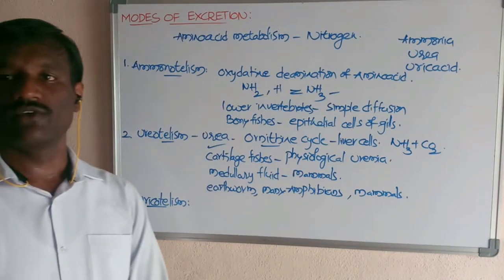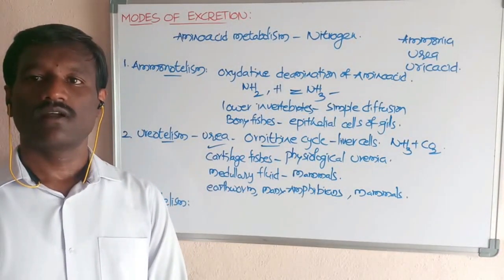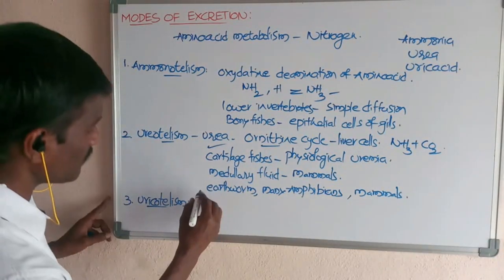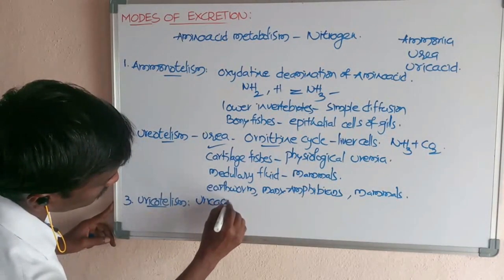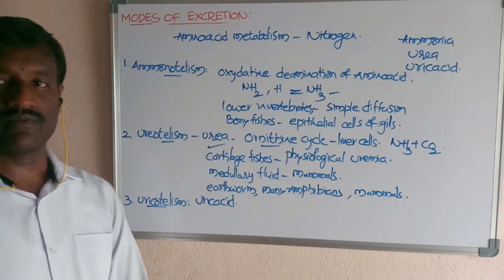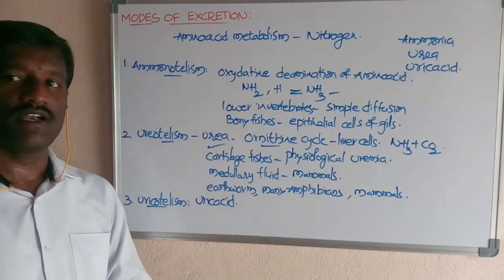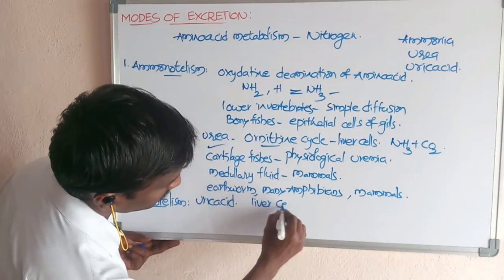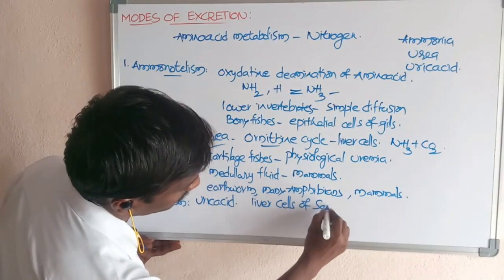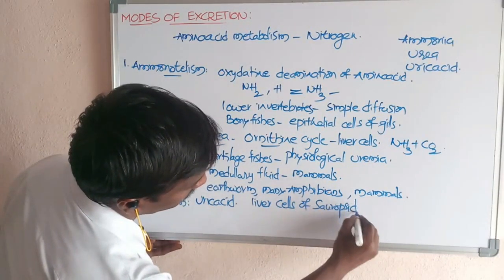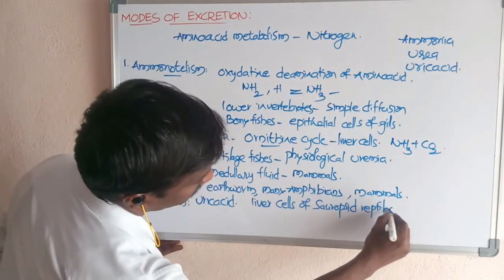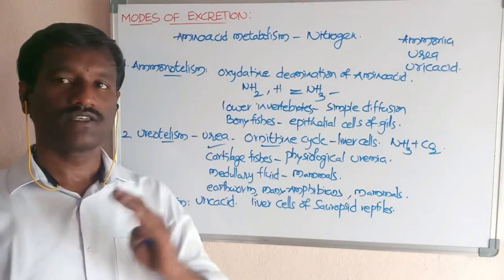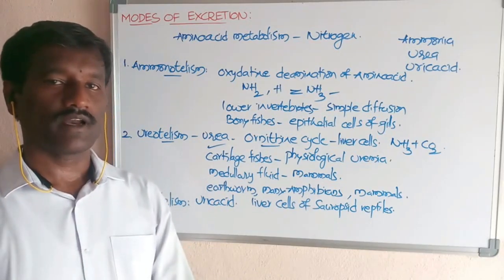Next, the third mode of excretion is uricotelism. Uricotelism means nitrogenous waste product is eliminated in the form of uric acid. Uric acid is formed in the liver cells of sauropsid reptiles. Sauropsid is a group of terrestrial reptiles, land surface reptiles.